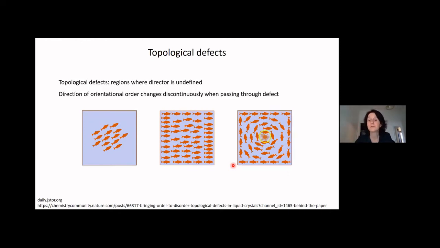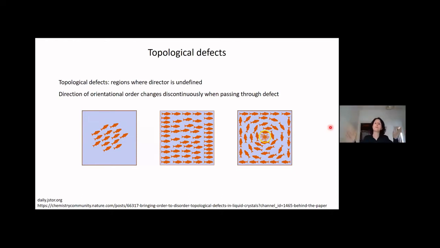But what about the fish right in the center? It doesn't know where to go. So at the center, we form what is called a topological defect, a region where the director is undefined, or a region where the direction of the orientational order changes discontinuously as I pass through it.